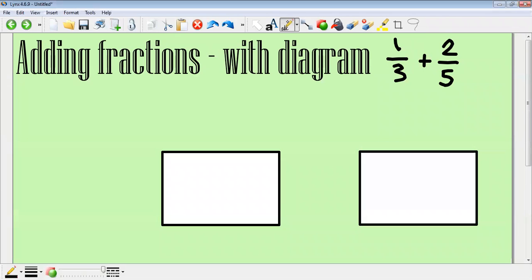Hi guys, just going to show you a few bits and pieces before you do the work today. So we're going to be looking at adding fractions. I'm just going to show it to you first with diagrams. So we're adding a third to 2/5.